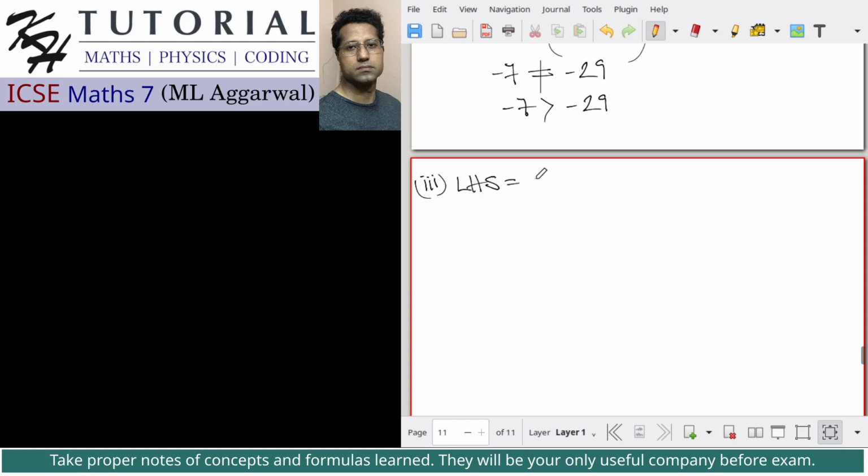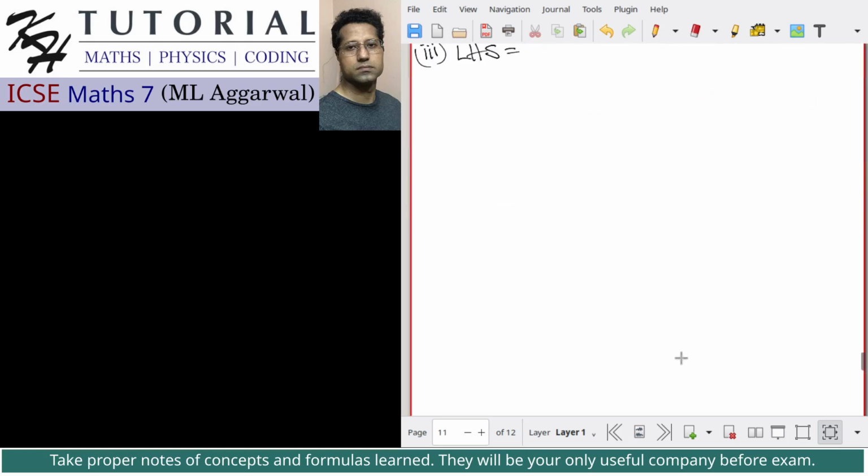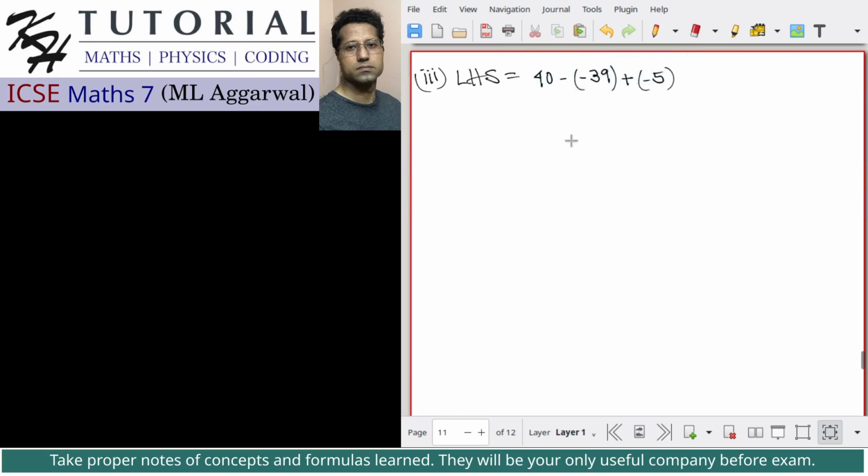Let's see what is the LHS of the third part. Let me see if I can copy the LHS. Okay, so the LHS of the third part is 40 minus minus 39 plus minus 5. In this numerical expression, we have to first identify the addition and the subtraction operations. So we have one addition operation, and this is the subtraction operation. First we will convert that subtraction operation to addition operation, and it will be 40 plus the additive inverse of minus 39, and then we have plus minus 5.